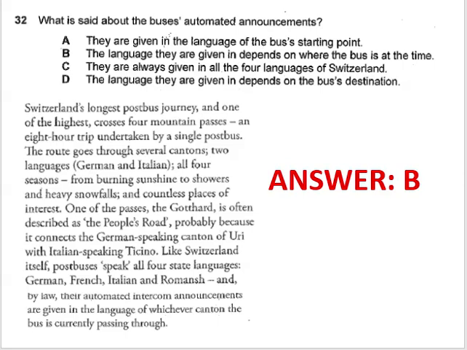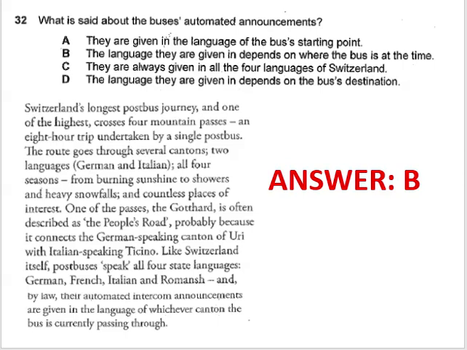So now let's go back and look at the options. They are given in the language of the bus's starting point. No. So as it passes from one canton to another, the language is changing. So option A is not the right answer. Then the language they are given depends on where the bus is at the time. Yes. So it depends on the location. Hence B is the right answer.